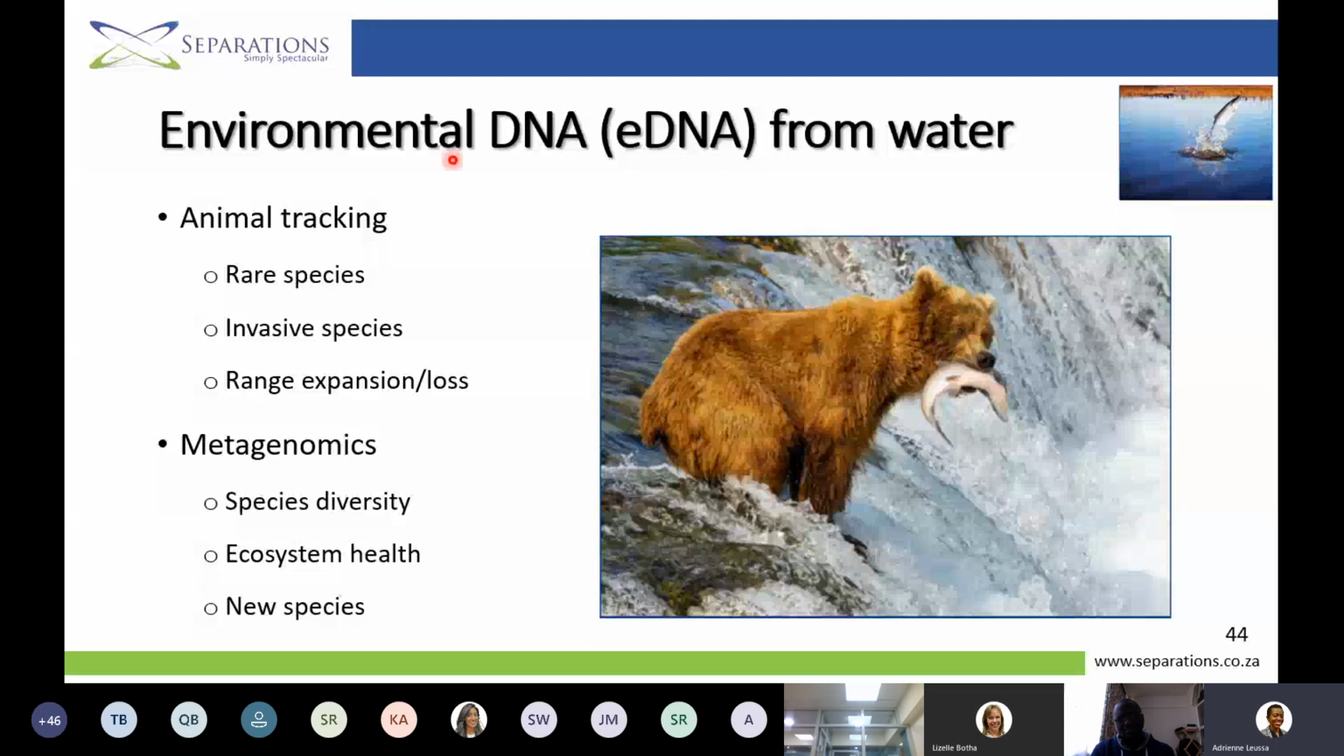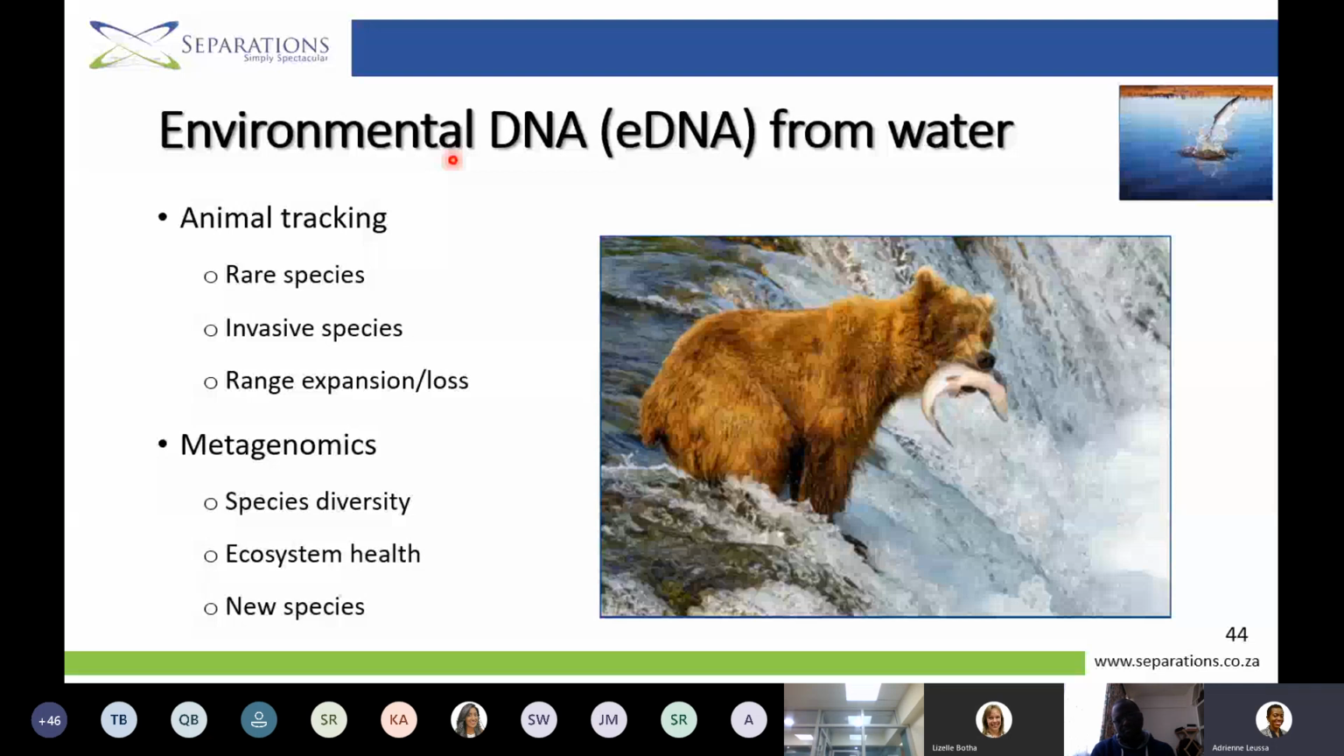Environmental DNA is usually of interest when you want to track animals like rare species, invasive species, or looking at range expansion or loss, or if you're just interested in studying species diversity, ecosystem health, or discovering new species in the environment. When compared to traditional methods for carrying out such studies, eDNA studies are easier, less invasive, more precise, and offer higher sensitivity.